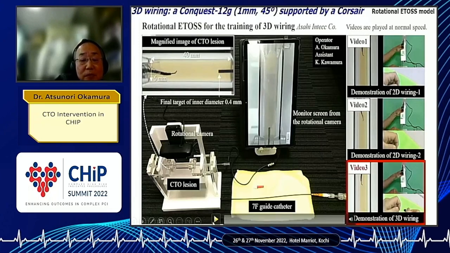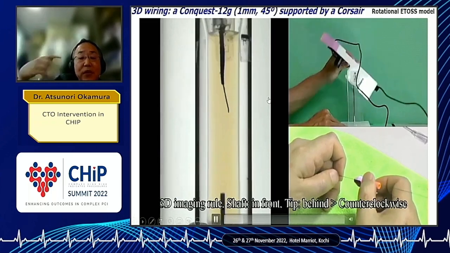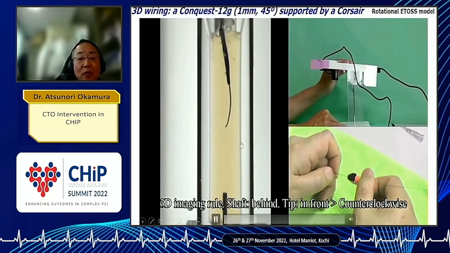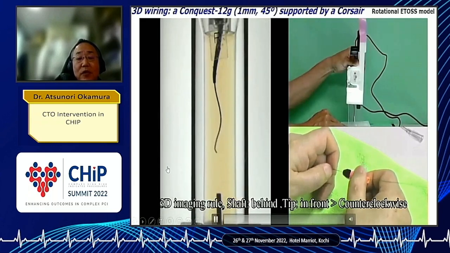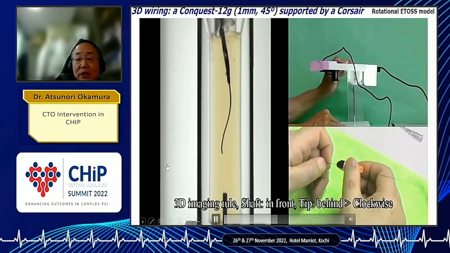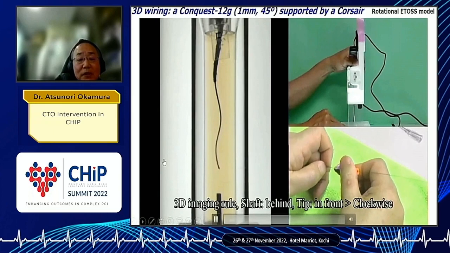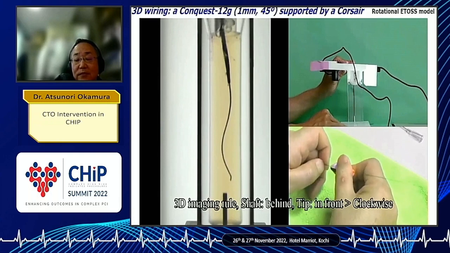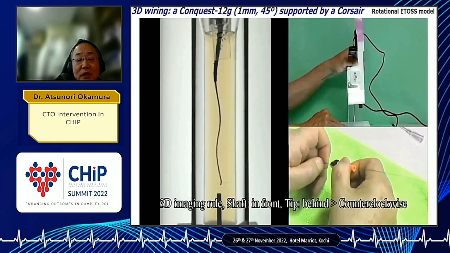This is a video of 3D wiring. If you see the guide wire tip from two directions, you can understand which direction you should rotate the guide wire. In this situation, it is counterclockwise. If you rotate counterclockwise, the guide wire tip direction will change. This is counterclockwise, and this is clockwise. These are simple rules. This is clockwise. Next is counterclockwise.